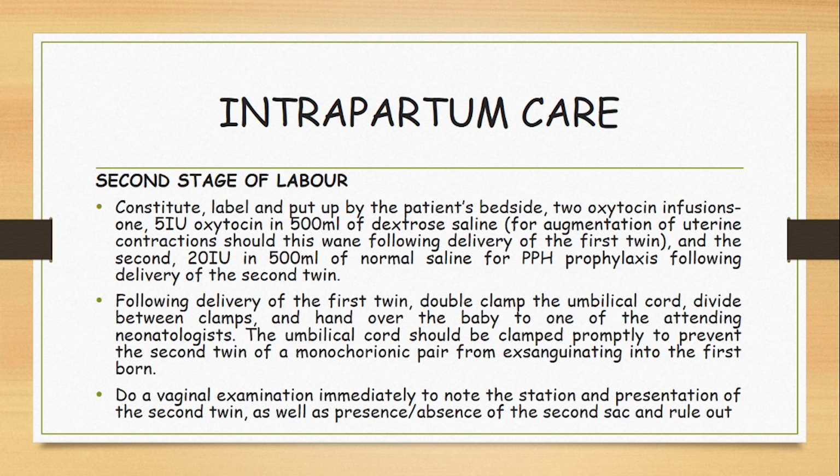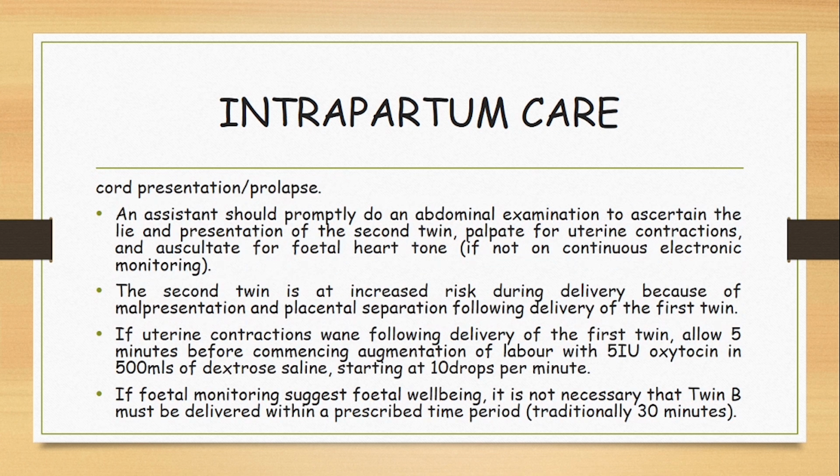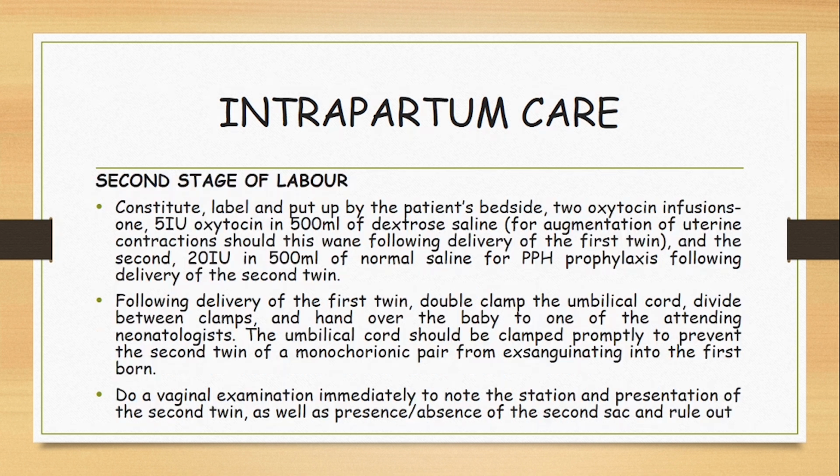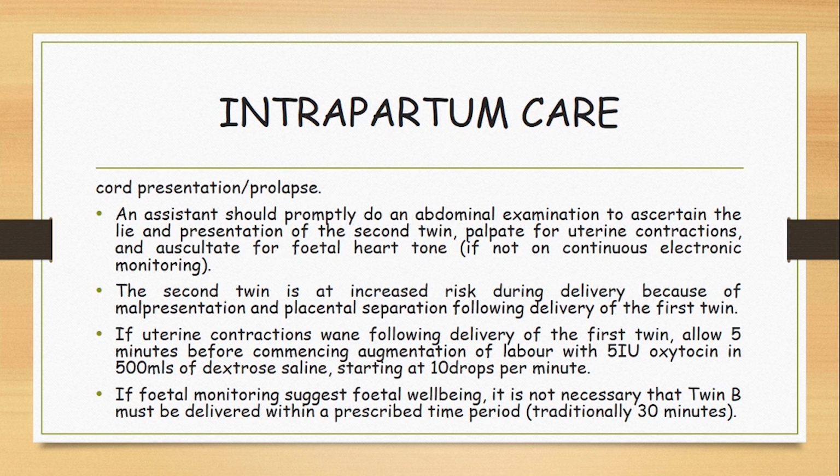And quickly do a vaginal examination to note the station and presentation of the second twin, as well as presence or absence of the second sac, and rule out cord presentation and prolapse. An assistant should promptly do an abdominal examination to ascertain the lie, the presentation of the second twin, palpate for uterine contractions, and auscultate for fetal heart tone if there is no continuous electronic monitoring. The second twin is at increased risk during delivery because of malpresentation and mal-separation following delivery of the first twin.